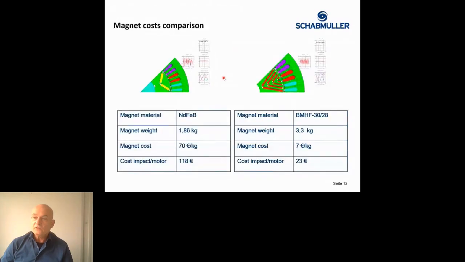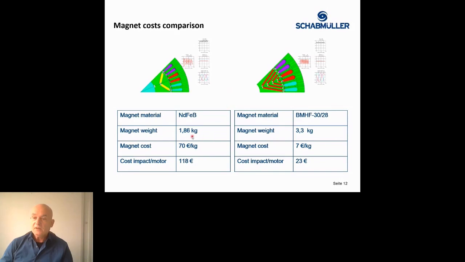So I would like to show a little bit about the cost comparison, looking at the original version versus the ferrite version. This was the last one with the high quality ferrite magnet applied.